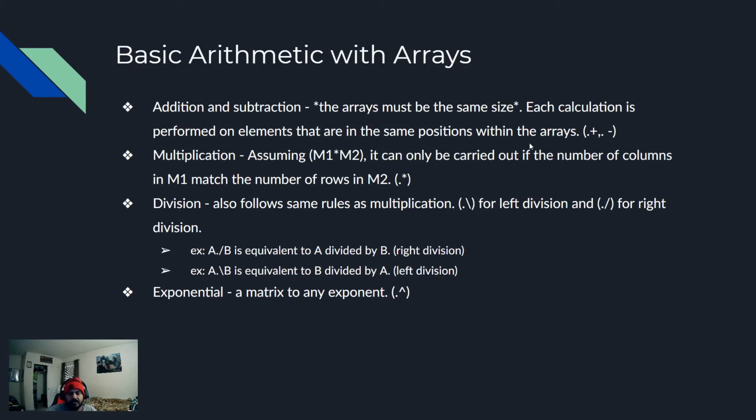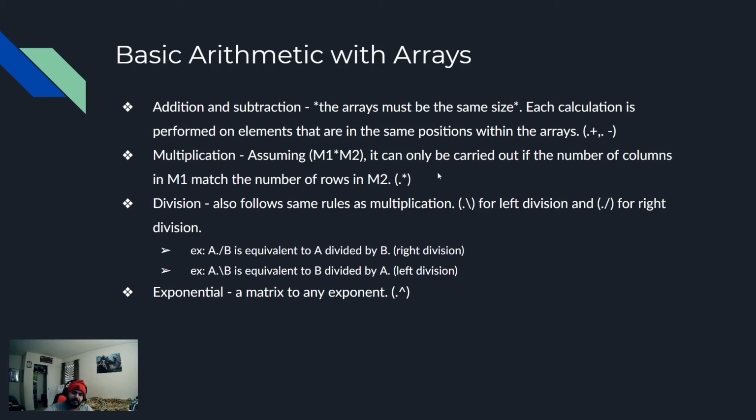And to actually do the addition with MATLAB, you have to do dot plus or dot minus. I'm pretty sure you don't have to include the dot for the addition and subtraction, but for the multiplication and division you do. So for multiplication, there are a set of rules that you have to follow. For instance, let's say matrix 1 is M1 and matrix 2 is M2, you have to make sure that the number of columns within matrix 1 matches the number of rows in matrix 2. And the same rules apply for division as well.